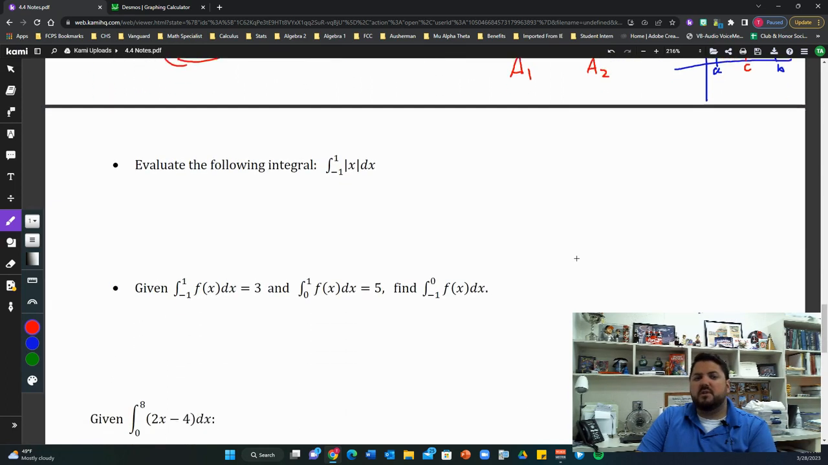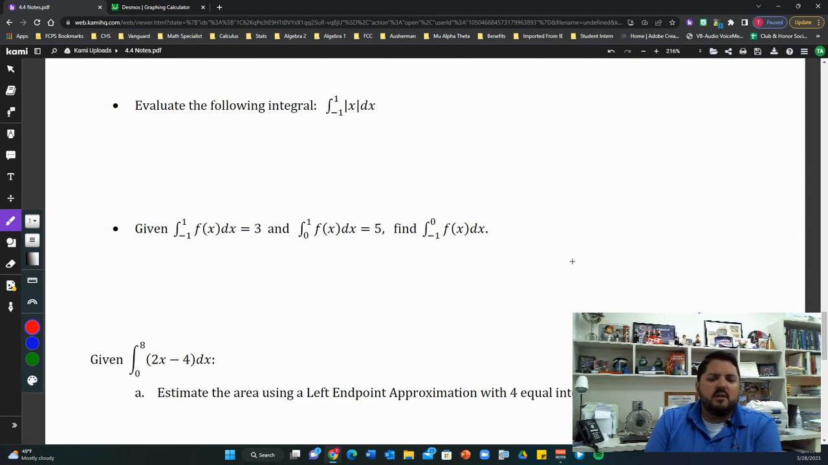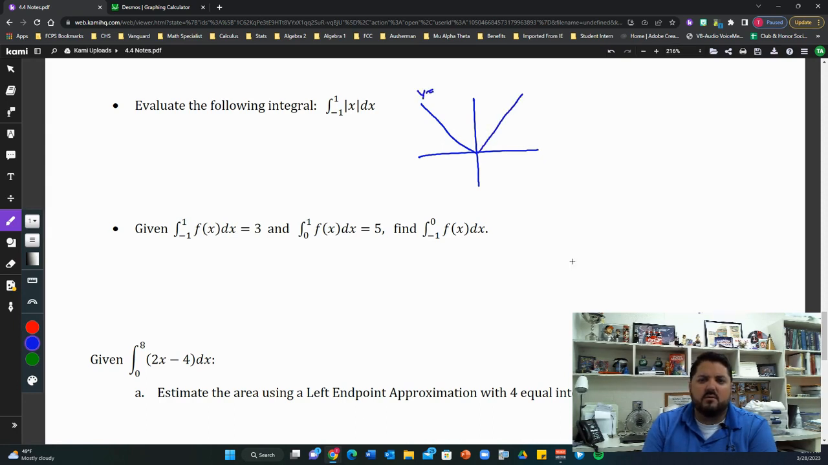All right, so now we're going to put some of those properties to use. So for the first one, we want to take the integral from -1 to 1 of the absolute value of x dx. So again, right where we are right now in this process is very reliant on graphs. So we want to sketch the graph of absolute value of x. You guys should remember this is that V graph. It's the graph of y equals -x on the left side, y equals +x on the right side. And we're going to go from -1 to 1. So that is my region, -1 to 1.